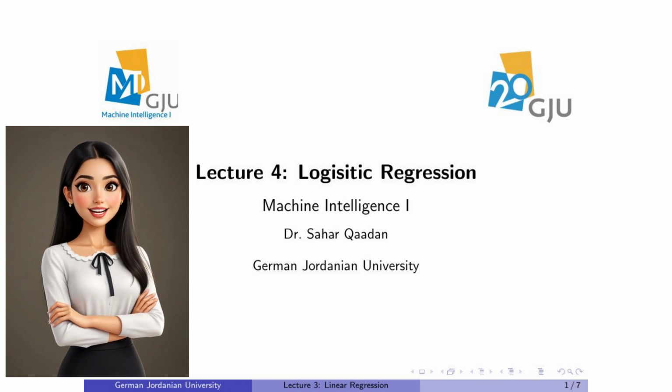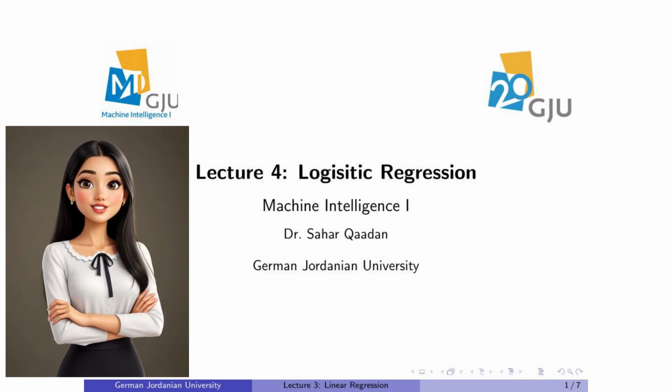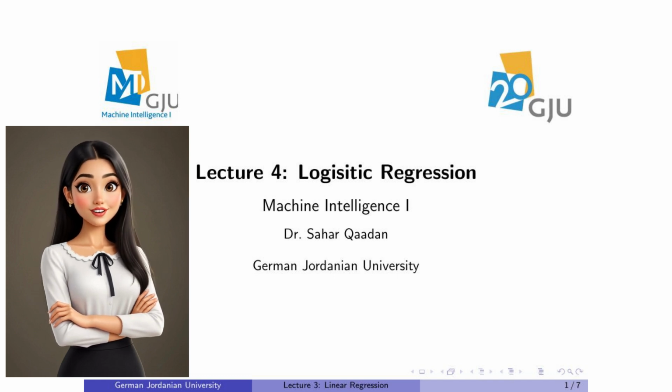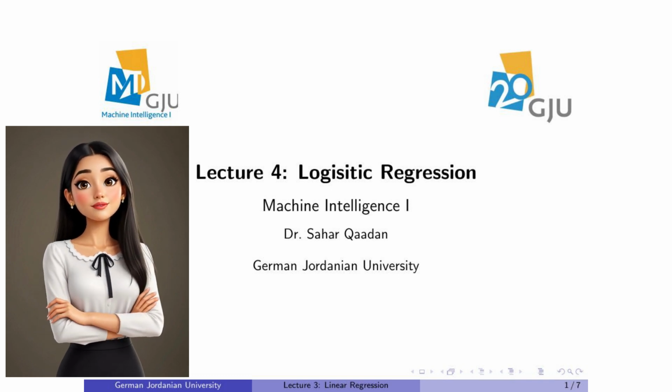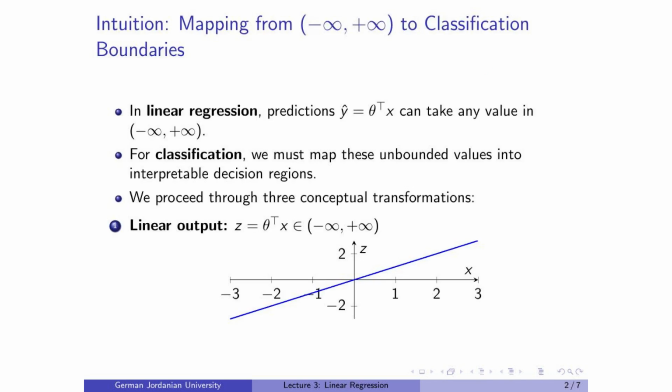In the last lecture, we learned how linear regression fits a straight line to predict continuous values. Today, we'll move a step further into classification by introducing logistic regression, the foundation for many modern classifiers. Linear regression gives predictions that can be any number from -infinity to +infinity. But in classification, we need bounded outputs, for example, 0 or 1, to decide between two classes. So our goal is to transform the linear output into something that can represent probabilities or decisions.